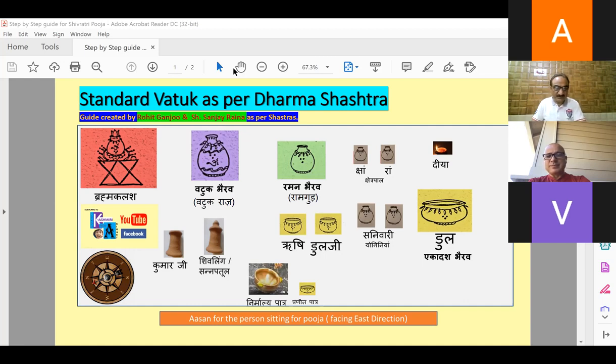It is not just a Shivling. Definitely it is a Shivlinga, but it is a Shivlinga without Pranali. And Shivlinga without Pranali is known as Sanipatla.